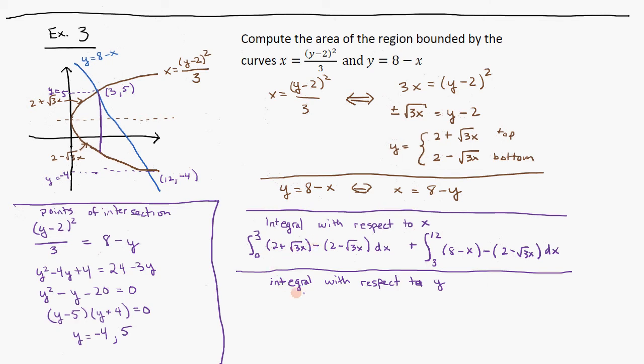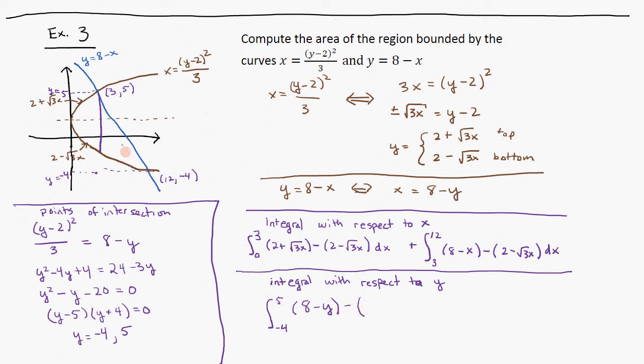Now we're ready to write down the integral with respect to y. We'll see that it's much easier. So first of all, the region varies between y equals minus 4 and y equals 5. So the integral will go from minus 4 to 5. And then the first function is going to be given by the curve to the right, so this one here. However, we have to use the form where it's in terms of y, because we're integrating with respect to y. So we have to use this form of the equation: 8 minus y.